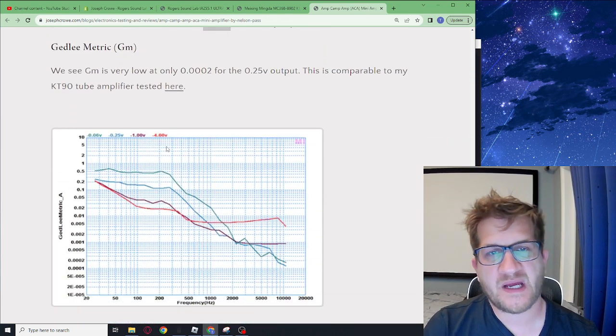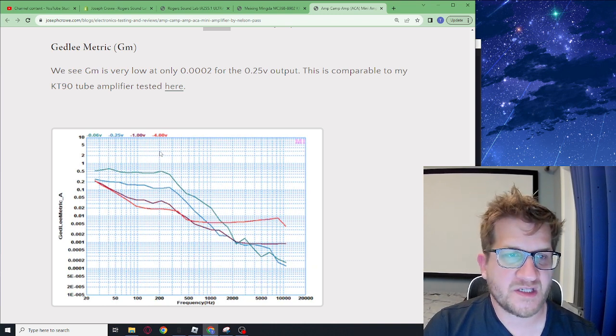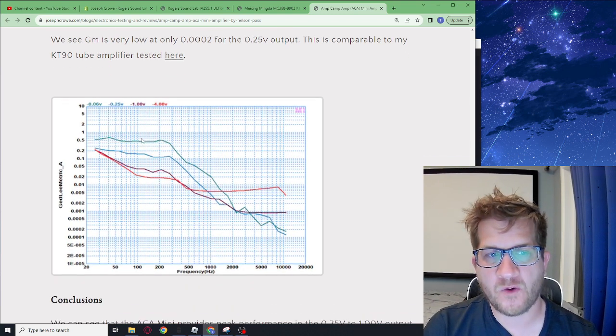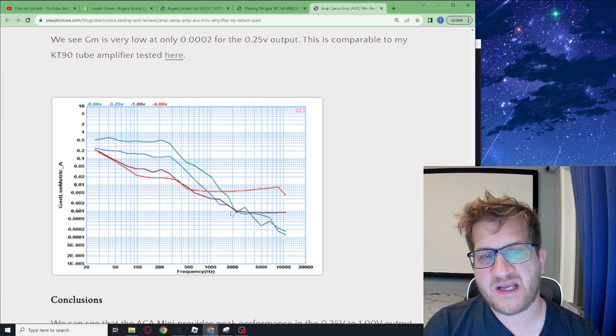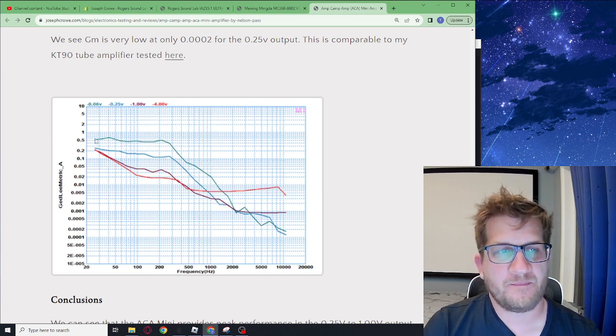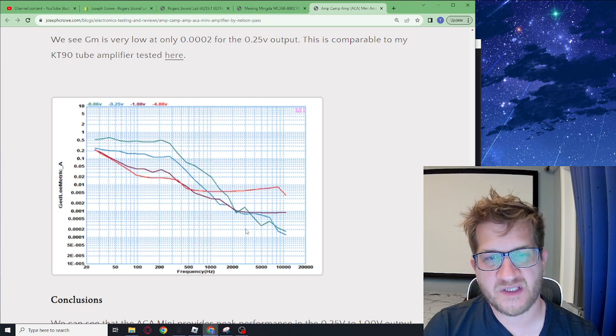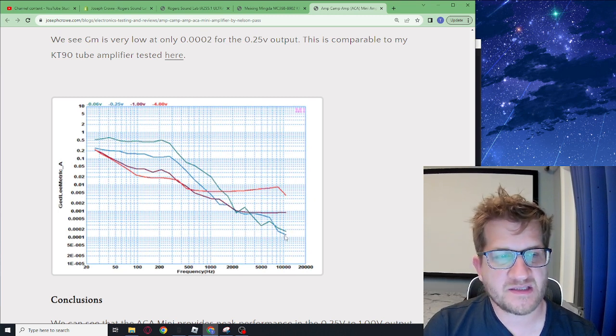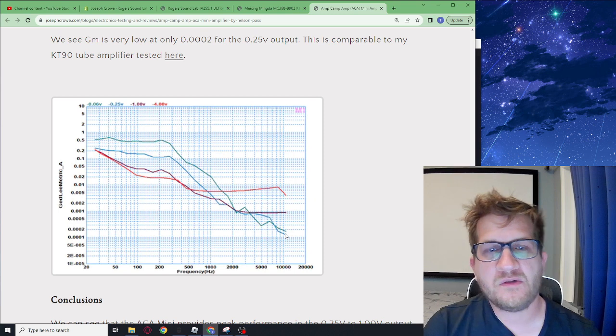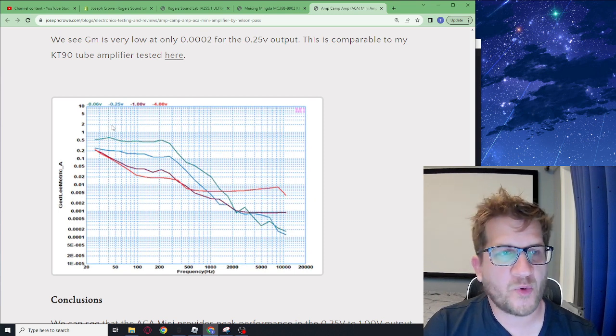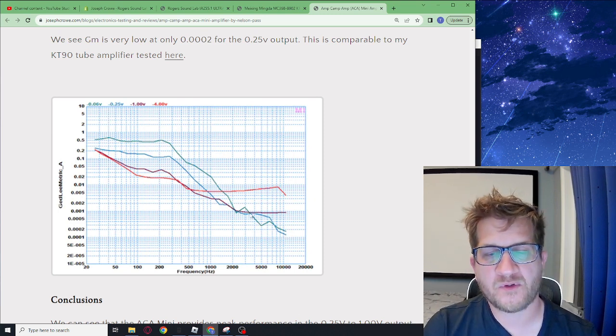So for the Gedley metric, I tested at the 4 different output voltages and then produced it as an overlay. So these overlays are the different voltages. The green line here is the lowest voltage. You can see here that it does get quite low for the 0.06 and quarter volt output, but then we do see it rise quite a bit at the 4 volt output.